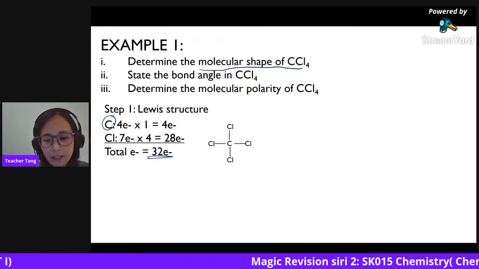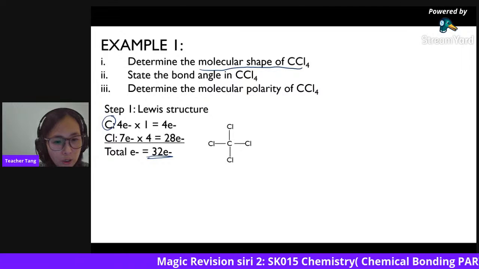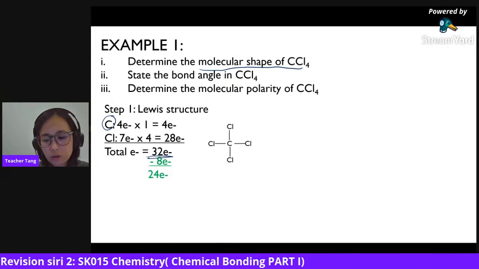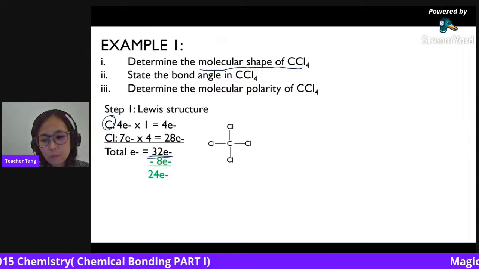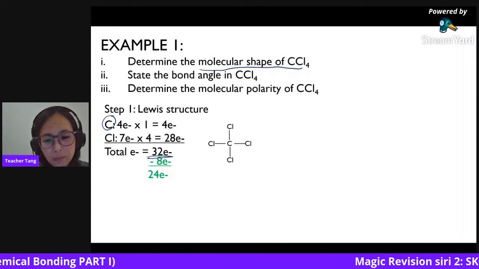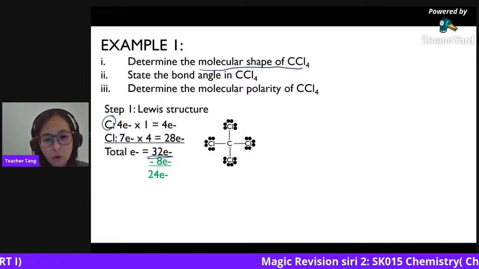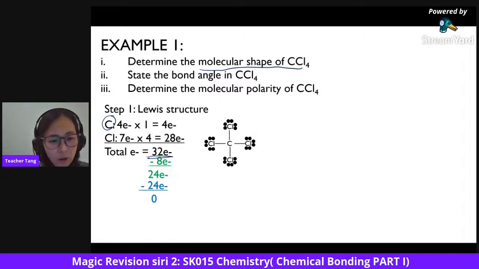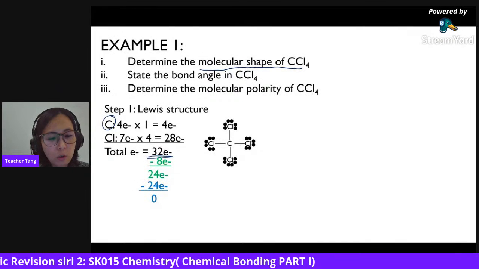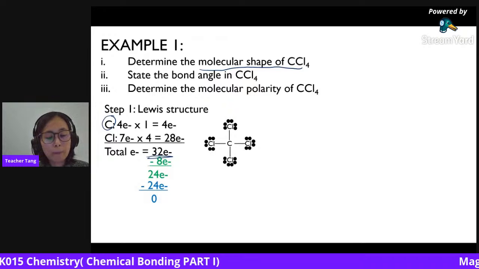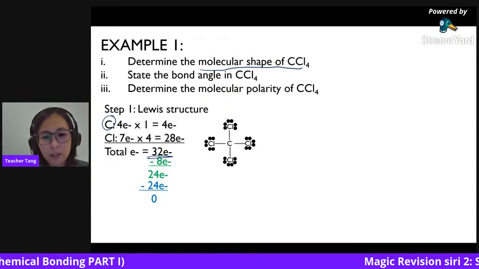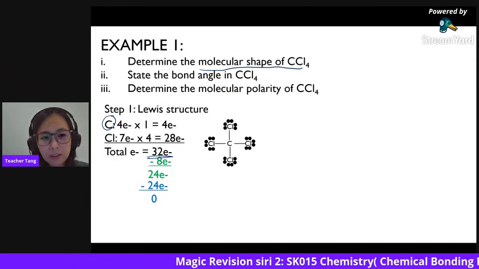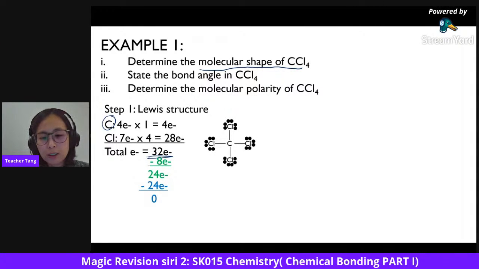I have drawn 8 electrons, so minus 8, 24 electrons remain. We continue. We need to make the terminal atoms octet. To do that, I have drawn all the 24 electrons, so no electrons are left to be put on the central atom. This is the Lewis structure for CCl4. That is step number 1 to determine the molecular shape.